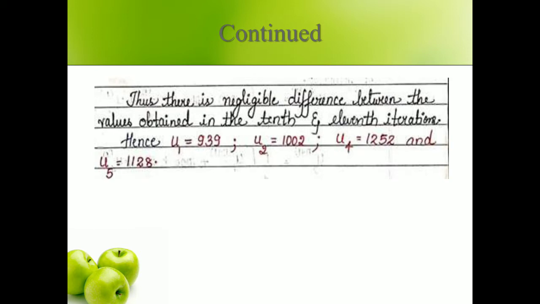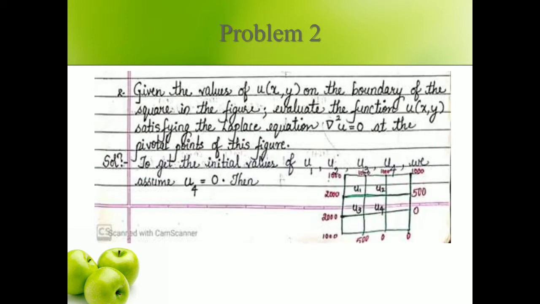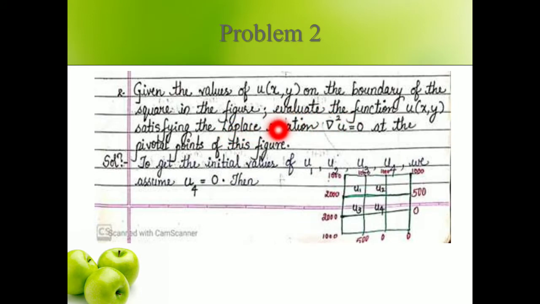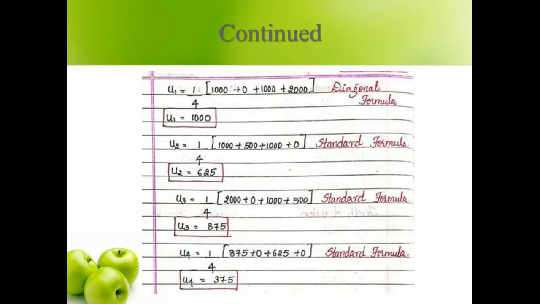So we'll go to the second problem similarly. The second problem given is: given the values of u(x, y) on the boundary in a square mesh as follows, evaluate the function u(x, y) satisfying the Laplace equation del square u is equal to 0 at the pivotal points of this figure. To get the initial value of u1, assume u4 is equal to 0. They have given a very small mesh, with u1, u2, u3, u4, and it is a square mesh, as they have already mentioned.